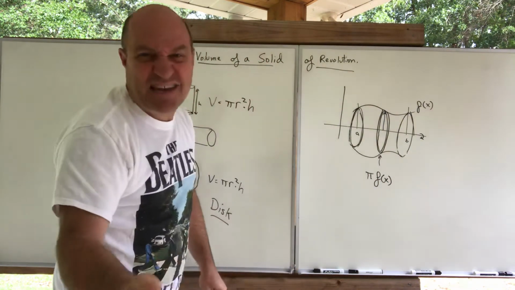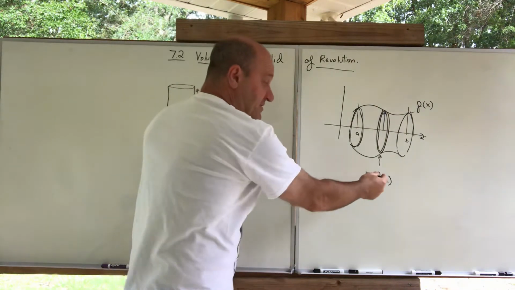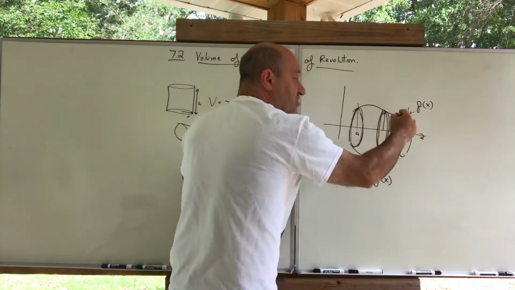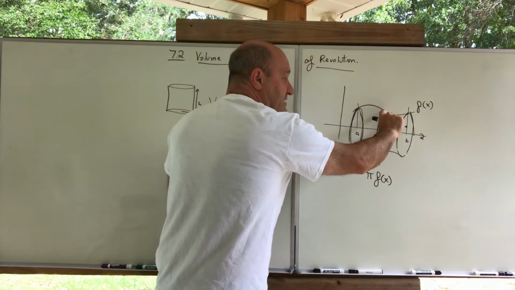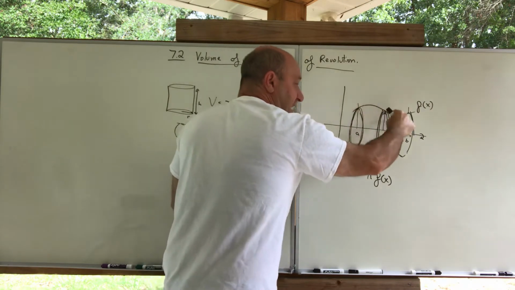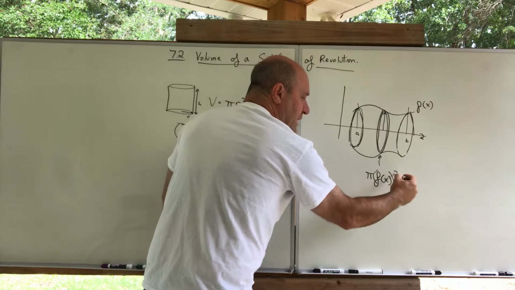So my radius is not a number, like it was over here. My radius is a variable. My radius changes. My radius is this function. So right there, the radius is the function. Over here, it's the function. Over here, it's the function. And that function is changing. So it's the radius squared.